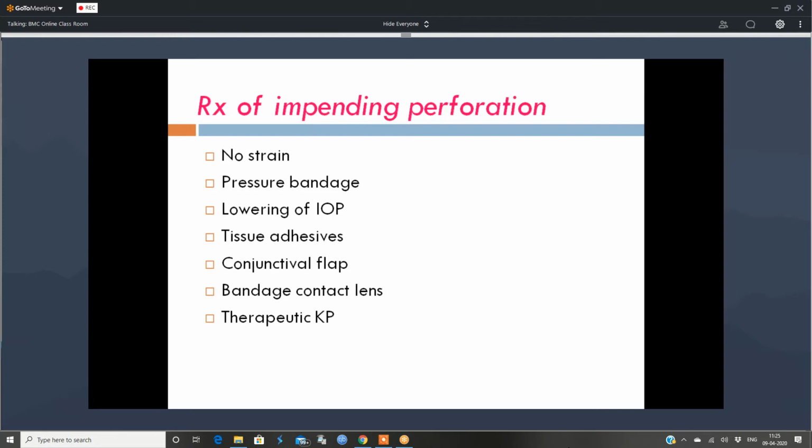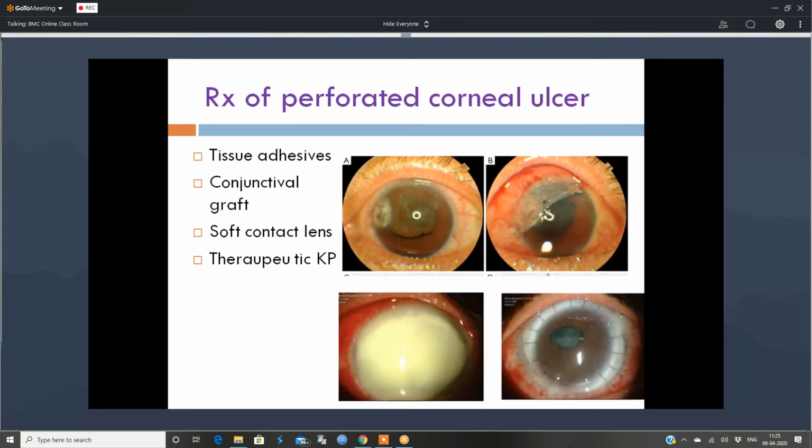At this stage, if you can see the patient, you can still prevent a perforation by telling the patient not to strain, giving bed rest, applying a pressure bandage, or going for a bandage contact lens or tissue adhesives. By doing this, you can prevent a perforation. But if the patient has landed up in a perforated corneal ulcer, then how do you treat?